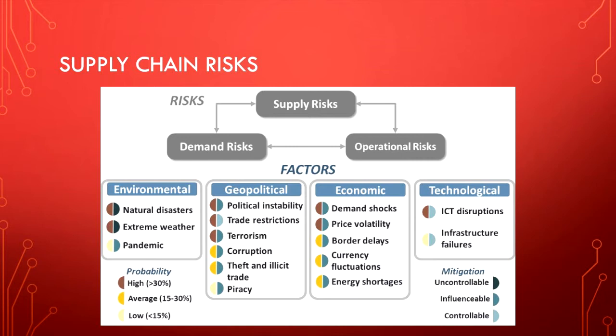And then you have mitigation over here, uncontrollable being green, influential being light blue, and controllable being baby blue. And obviously, when it comes to the high probability in the uncontrollable mitigation, you have your environmental factors here, the natural disasters and extreme weather. But the big part you want to look at is the geopolitical and the economic factors here: political instability, trade restrictions, and terrorism, as well as demand shocks, price volatility, and border delays.